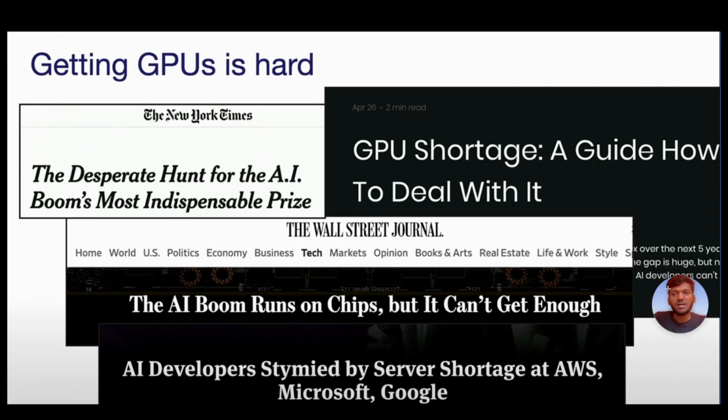Next, getting GPUs is hard. We are recently hearing that the GPU supply is not enough for the whole world. People are trying to invest in GPUs. Nvidia is trying to produce as many GPUs as possible, and tech companies are also ready to acquire a number of GPUs. So there are a lot of GPU shortages happening.